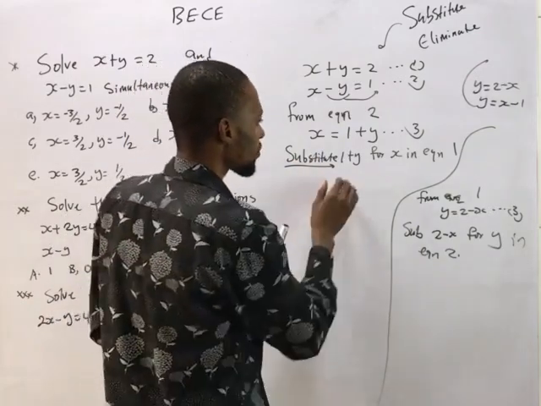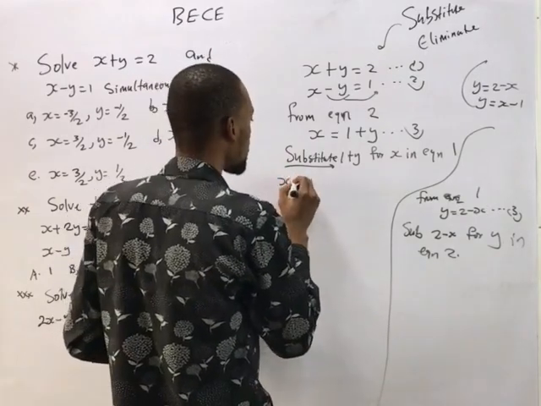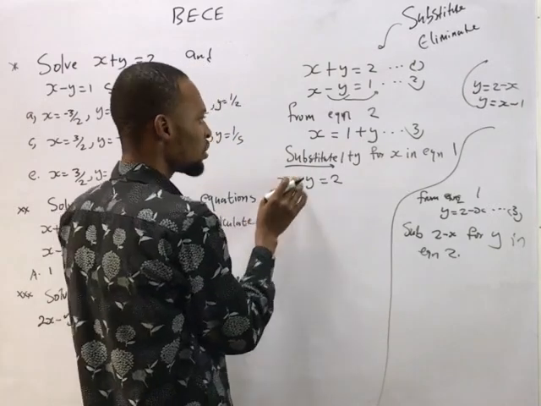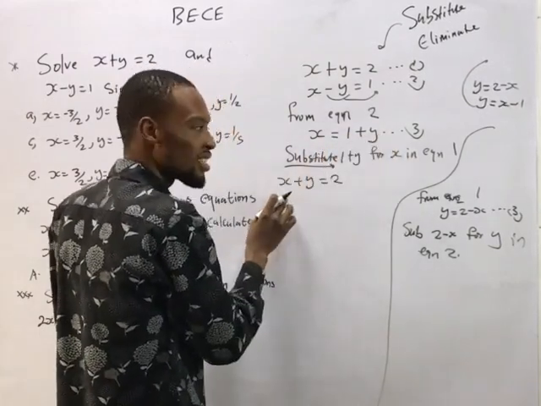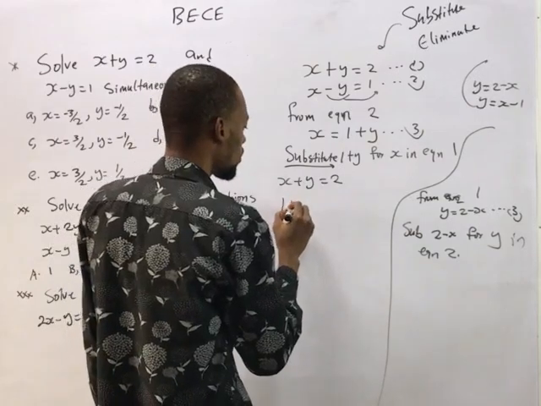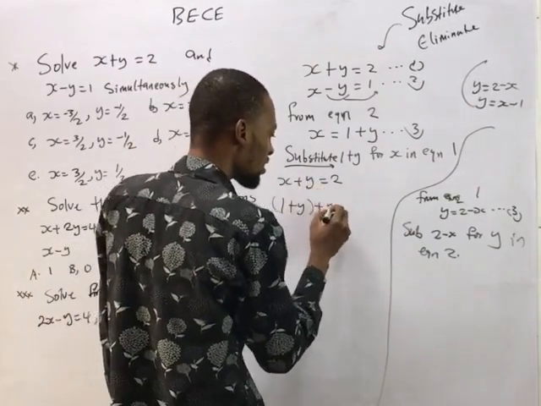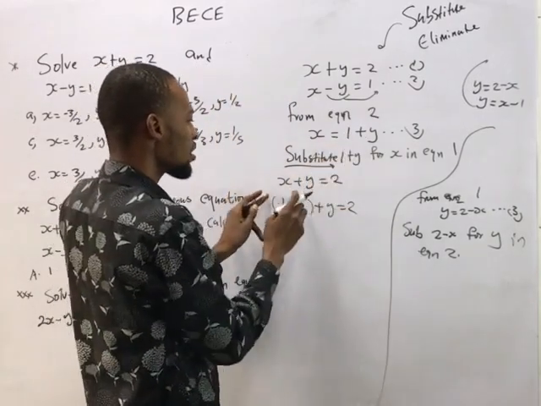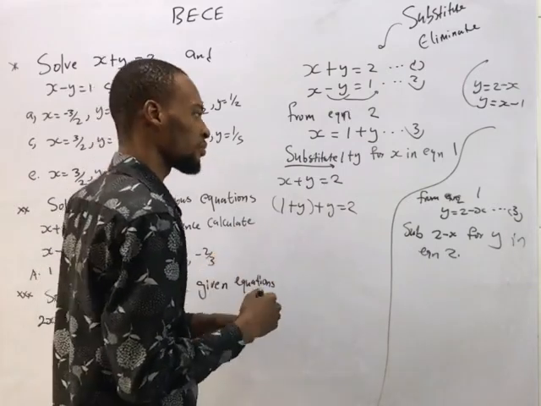So I will now say, okay, now equation 1. Equation 1 is s plus y is equals 2. Now instead of s, we found the new value of s to be 1 plus y. So we simply put it here to have 1 plus y plus this y that's already here is equals 2. Hence, we've substituted s as 1 plus y here. That's why it is called substitution method.